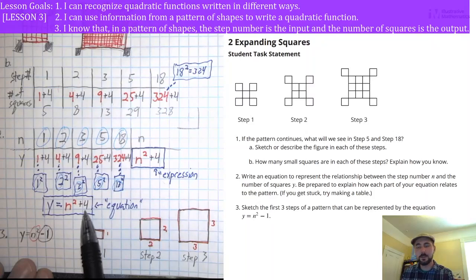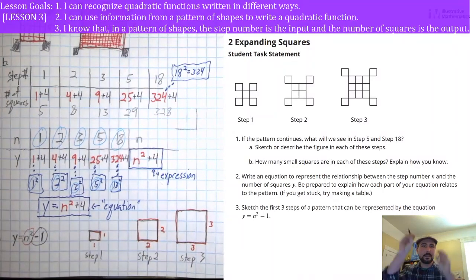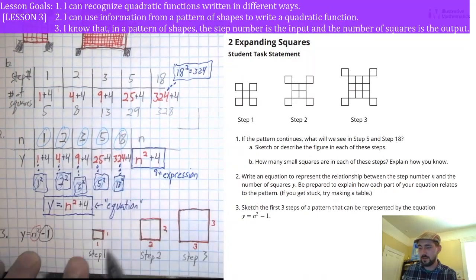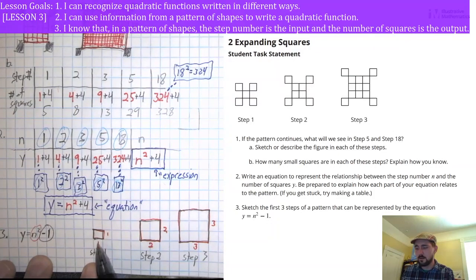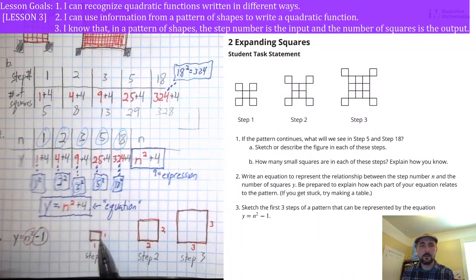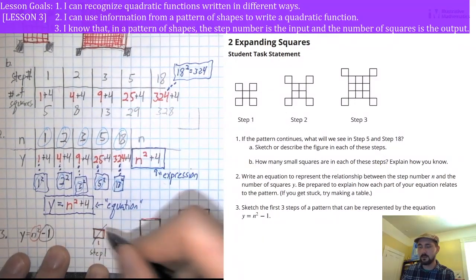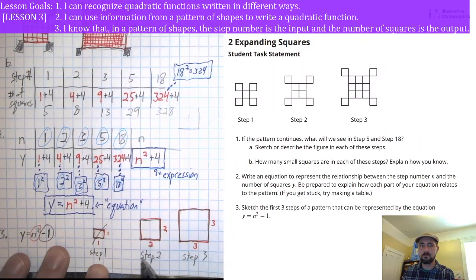So just like in the previous pattern, the plus 4 meant we had these like little feet. Minus 1 means we somehow need to have negative feet. So how do we have negative feet? Or maybe minus 1 just means, in a more basic sense, take away 1. Right? So step 1 would be a 1 by 1 square, but you have to take 1 away. So step 1 would actually just be nothing.